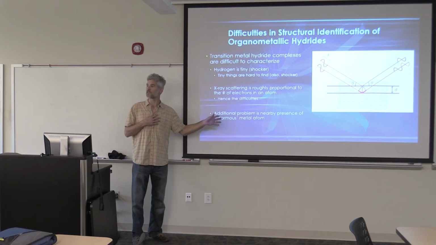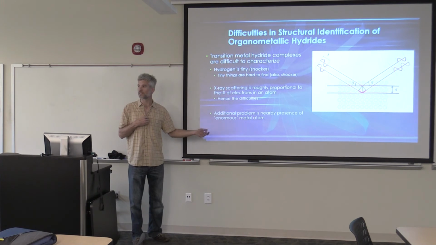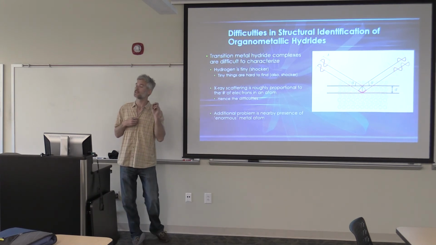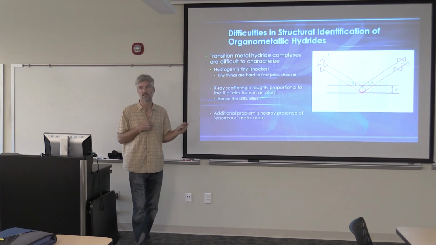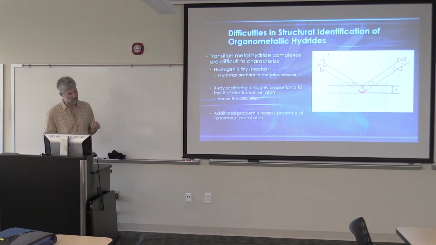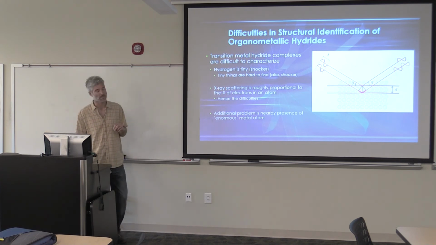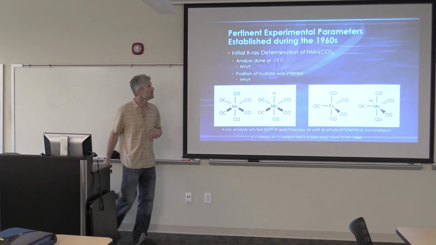What is normally used to find hydrogen is neutron scattering. Neutron scattering looks at the actual nucleus, and in that case it's a little bit easier to find the hydrogen. You get much better scattering and much better data from neutron diffraction as opposed to X-ray. Both of those were actually used in confirming the structure that was presented in this paper.